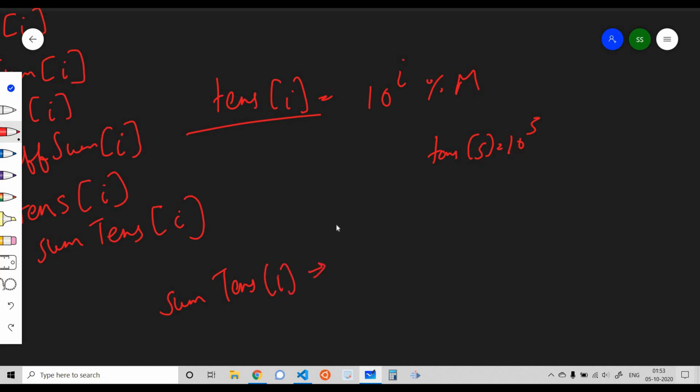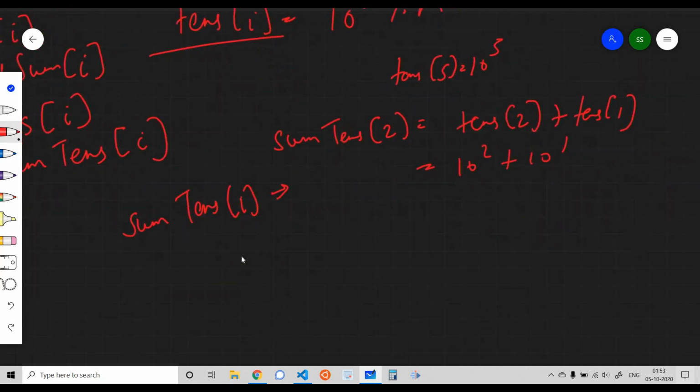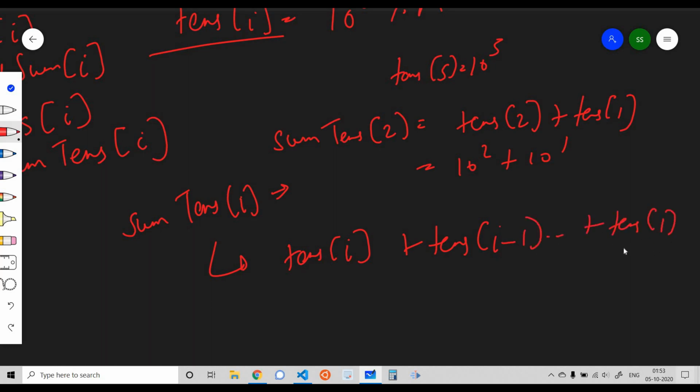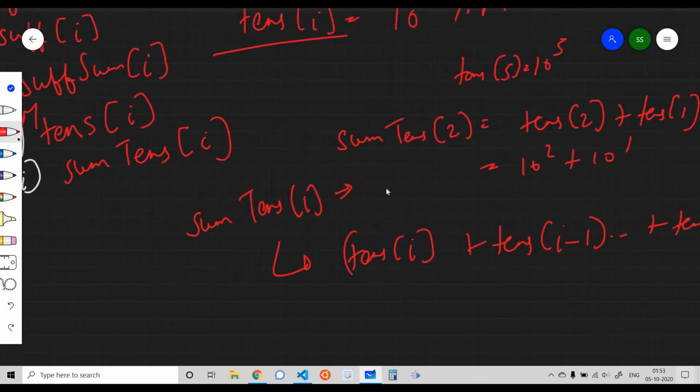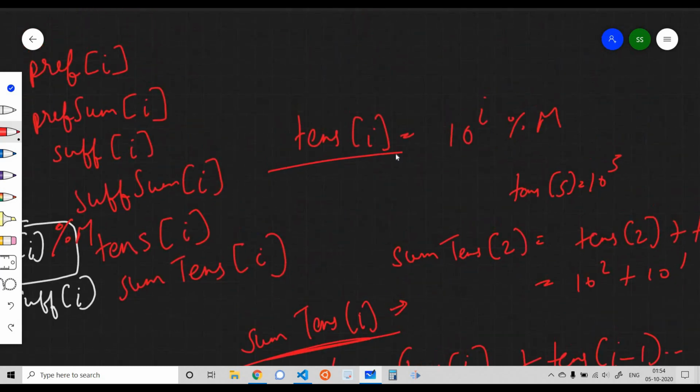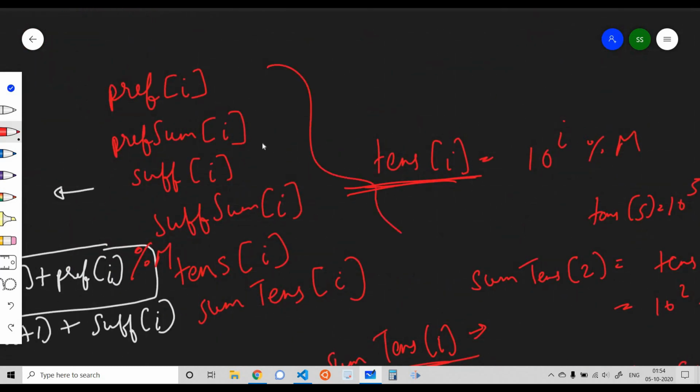It is basically, let me give you one example. Sum tens 2 would be tens 2 plus tens 1. So it is equal to 10 to the power 2 plus 10 to the power 1. So we can write it as tens I plus tens I minus 1 up to tens 1. It is going till 1 only, and of course I am taking the modulus of it. So these were the 6 terms. I hope I have explained them correctly.